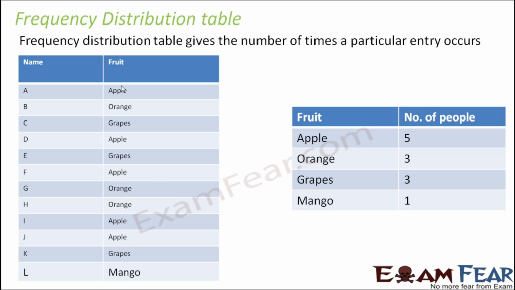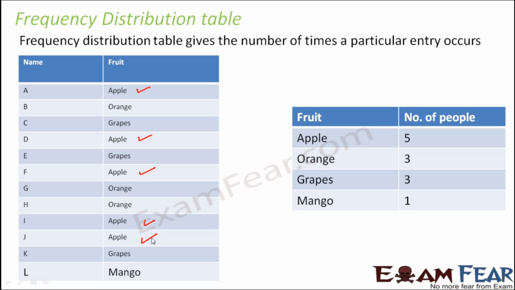So this is the table that we had: names of people and their favorite fruits. Fine. Now I said that there are certain data which gets repeated over and again. The number of times any particular data gets repeated is called its frequency. So for example, if you talk about the number of times apple is getting repeated, what would be the frequency of apple? It would be 5, because it is getting repeated 5 times.